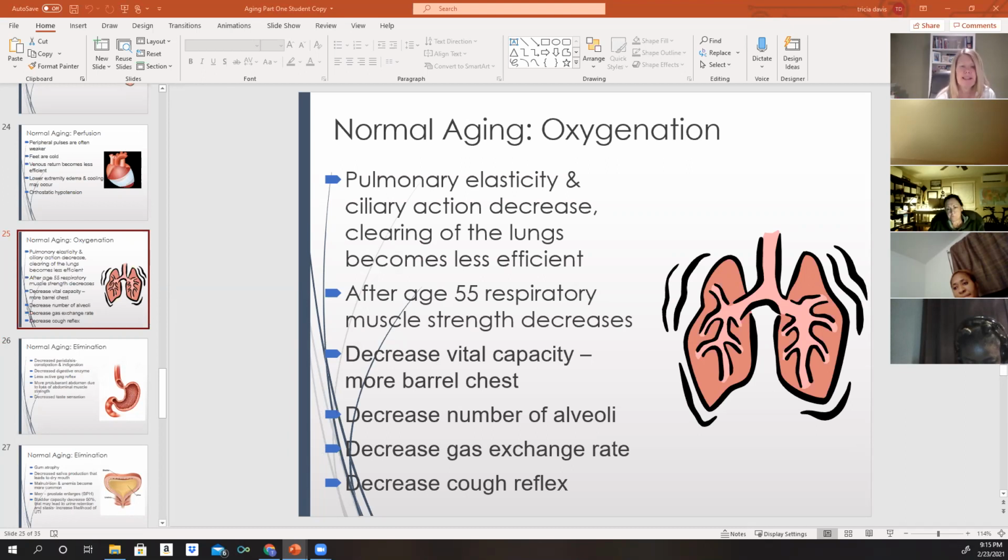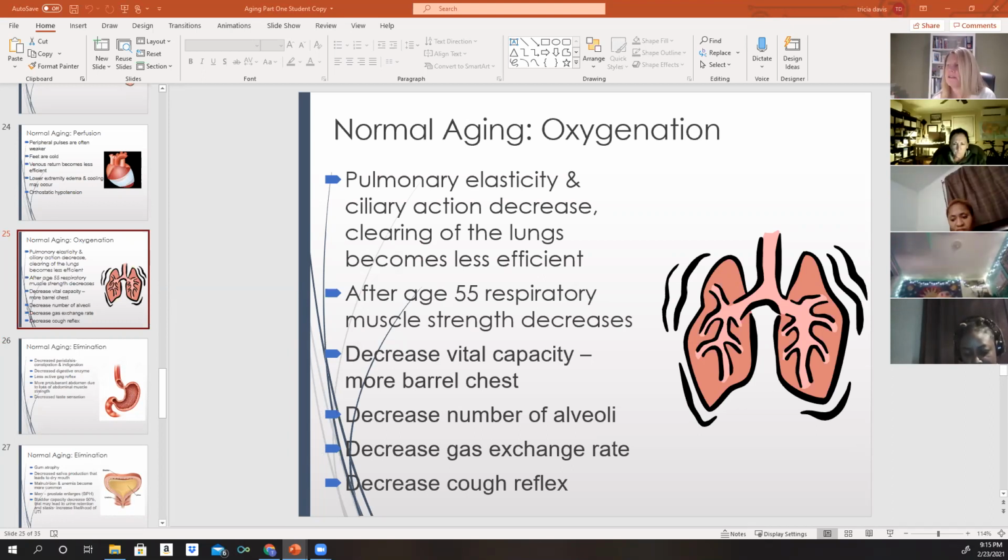Our vital capacity is going to decrease. Does anybody remember what vital capacity is? You guys should have learned about this in biology. It's okay if you don't know. Somebody want to try? Is it the vital capacity in the lungs? It is. It's in the lungs. It's the amount of air that the lungs can expel after being completely filled. So what happens is, yeah, you can get more of a barrel chest.